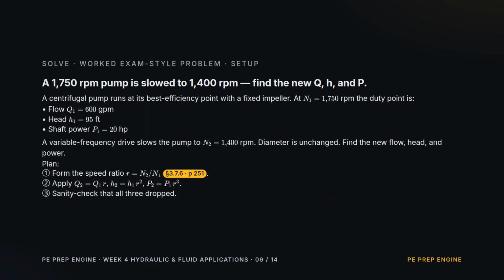Worked problem. A centrifugal pump runs at its best efficiency point with a fixed impeller. At 1750 RPM, the duty point is 600 GPM, 95 feet of head, 20 horsepower. A variable frequency drive slows it to 1400 RPM, diameter unchanged. Find the new flow, head, and power. The plan: form the speed ratio, apply the 3 laws, and check that all 3 dropped.